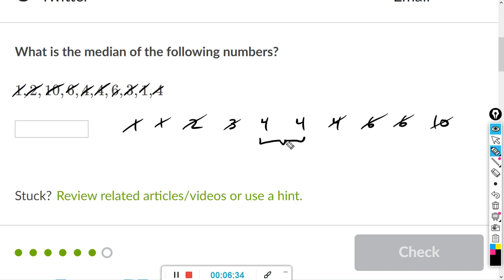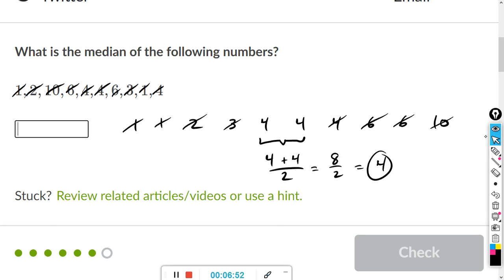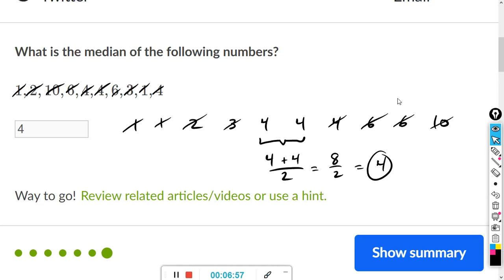In case these aren't just the same number like it is here, what you would do is add the 2 numbers and divide by 2. You'd basically find the mean of the 2 numbers that are in the middle. So that's just 8 over 2, which is just 4. Like I said, for median, if you have an even number of values, you're going to have to take the average of the middle 2. But if you have an odd number of values, it's the number in the middle.